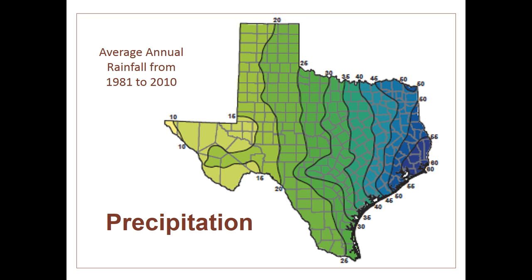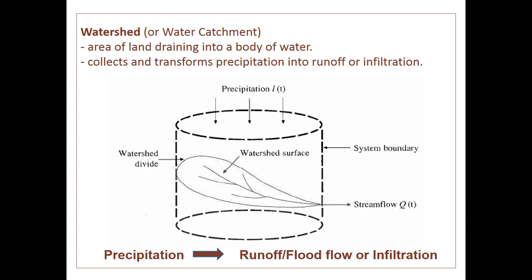Precipitation in Texas is mostly rain, and more of it falls in the eastern part than the west. Annual rainfall averages across Texas range from 80 inches per year over the Neches River Basin to only 10 inches per year in the western edge of the Trans-Pecos region.